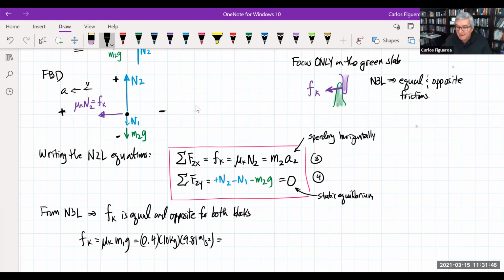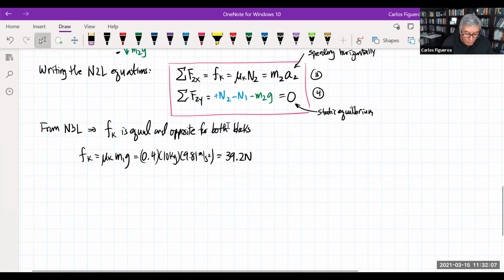I actually did not calculate this number in my calculator. Let me punch this in real quick. So I get 39.2. So this would be 39.2 newtons. And that's a totally legit way to do that.